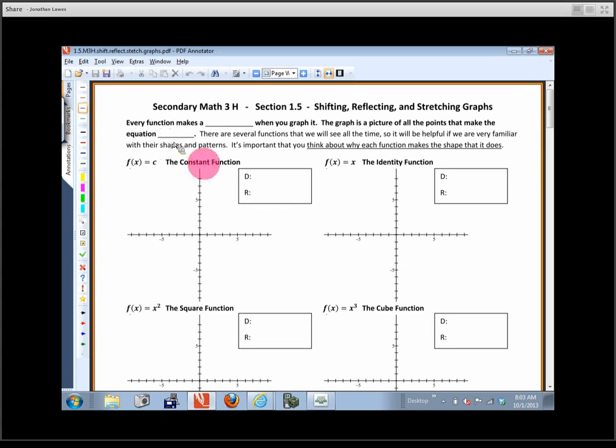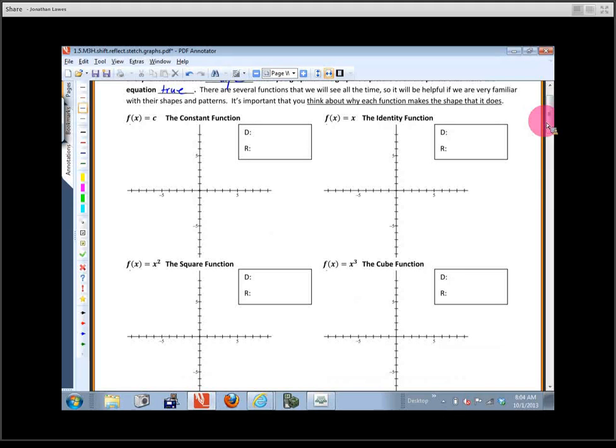Every function makes a shape when we graph it. And that shape is a picture of all the points that work in the equation or that make the equation true. So if we pick a point that's on the graph, it should work in the equation. It should make the equation true. And if a point makes the equation true, that's why it's on that particular graph. So there are several shapes and several functions that we work with all the time. And we're going to go through, hopefully these are some relatively easy ones that you're familiar with. But you want to think about why it makes the shape that it does.